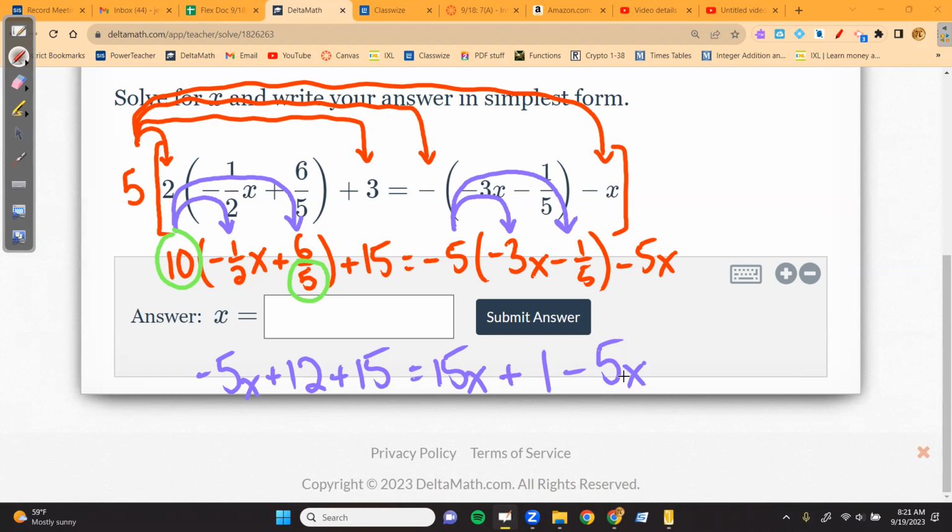So on the left side, what can we do? Yeah, let's combine some like terms. So we wind up, I'm going to start writing up here in this upper right corner because I'm out of space. So I'm going to copy down the -5x, and I'm going to add my 12 and my 15 to get 27. Now on the right side, what do I get?